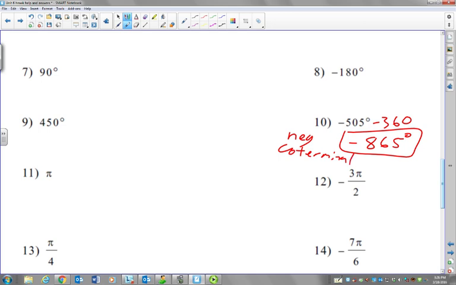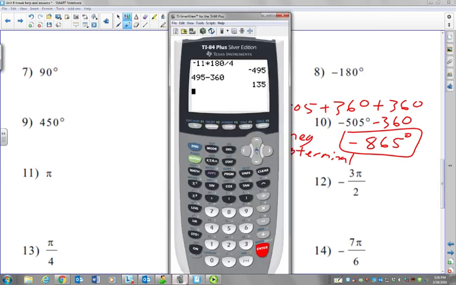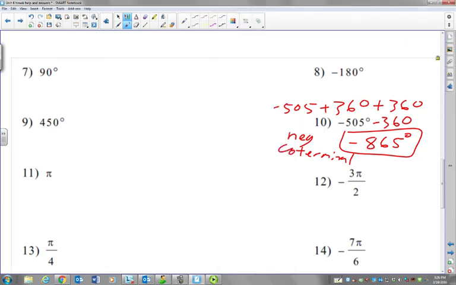Now to get a positive coterminal angle, we are going to have to take negative 505 and make it positive. That means we're going to have to add 360 and then probably add 360 again to try to get it to be positive. So we'll go ahead here and take negative 505 and add 360 and then add 360 again. And that gives us 215. Cool. So that means that 215 degrees is our positive coterminal angle.